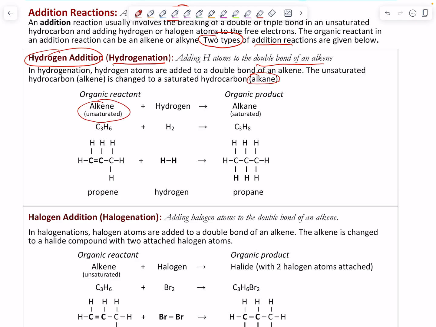It's unsaturated, meaning it's going to have a multiple bond somewhere in it, at least one. And I'm reacting it with hydrogen. So here is my example. I have propene, okay, 3 carbons in a row with a double bond. And then here's my hydrogen.